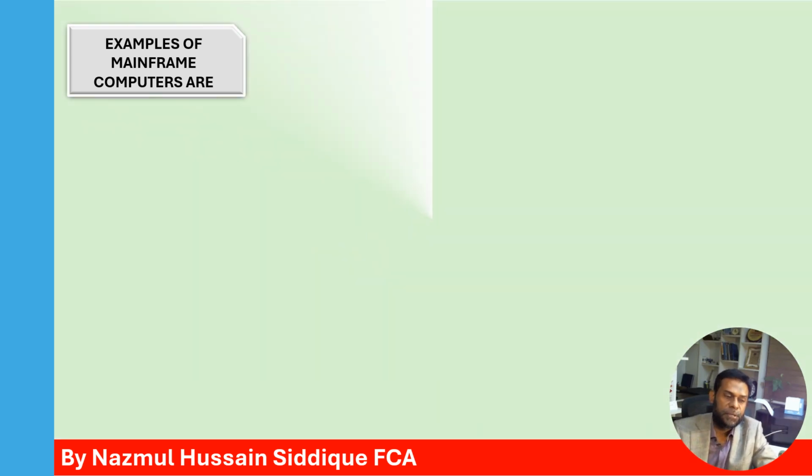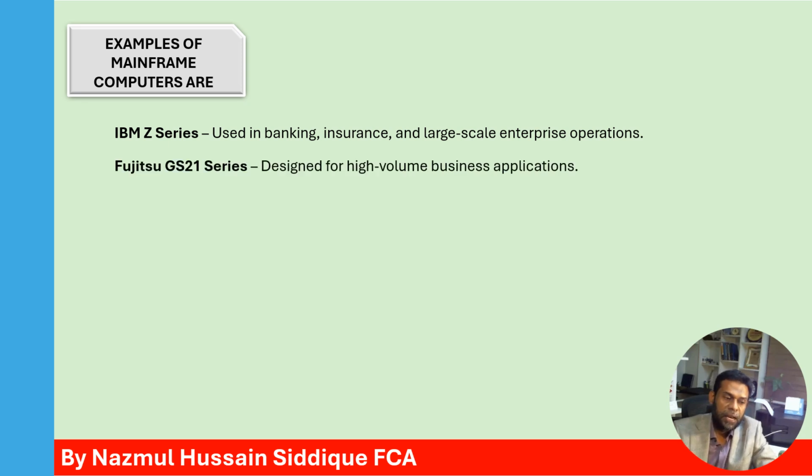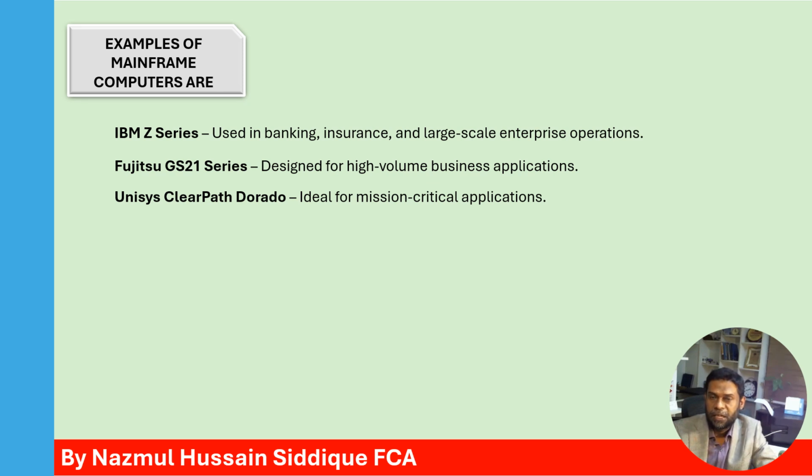Next, the examples of mainframe computers. IBM Z series is one of the examples of mainframe computers. It is used in banking, insurance, and large-scale enterprise operations. Next, Fujitsu GS21 series. It is designed for high-volume business applications. Next, Unisys ClearPath Dorado, ideal for mission-critical applications.